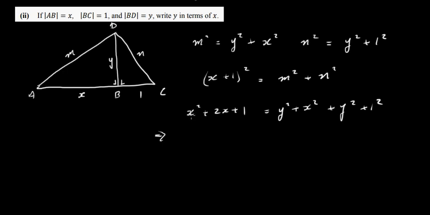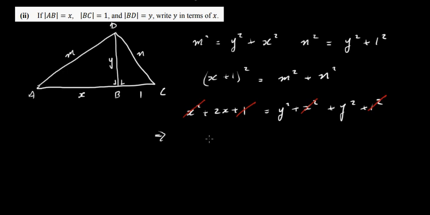Now we have an x squared on the left hand side, we have an x squared on the right hand side, both plus. So we can just subtract from both sides our x squared. We have a plus 1 on this side, we have a plus 1 on this side. The plus 1 squared is just 1. So we can subtract 1 from both sides.